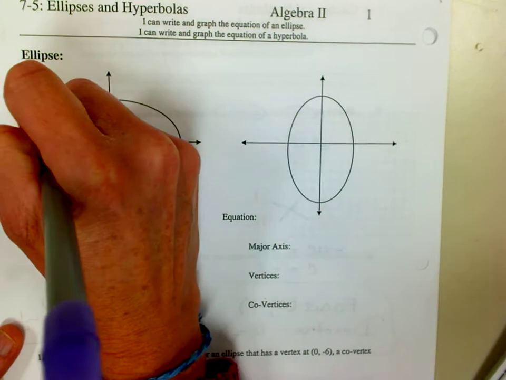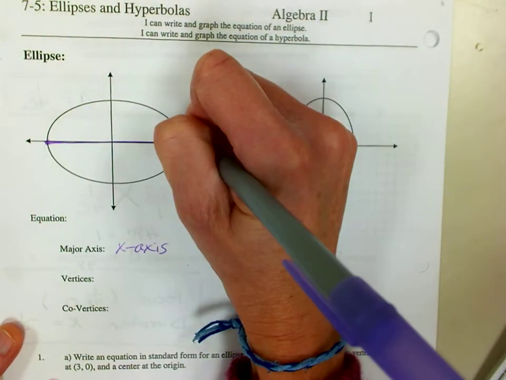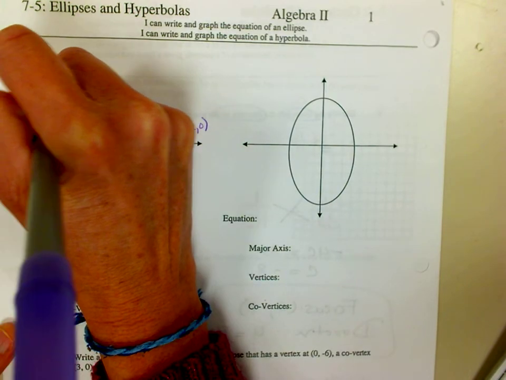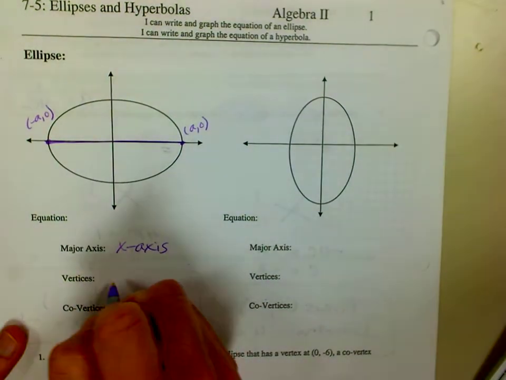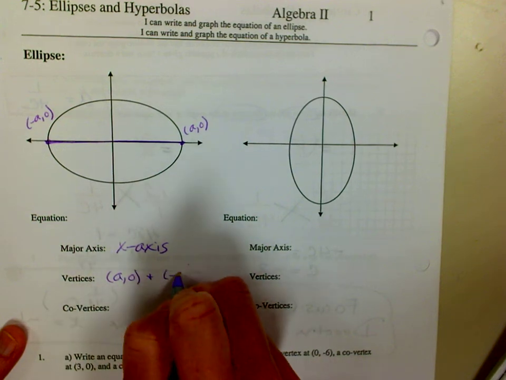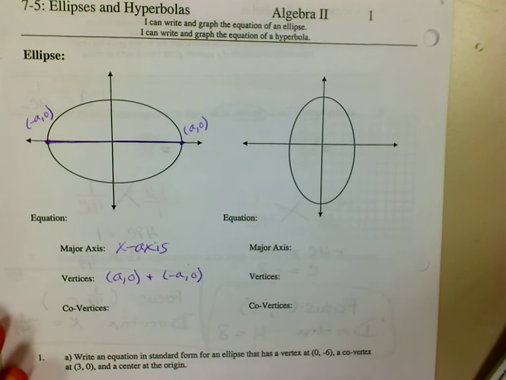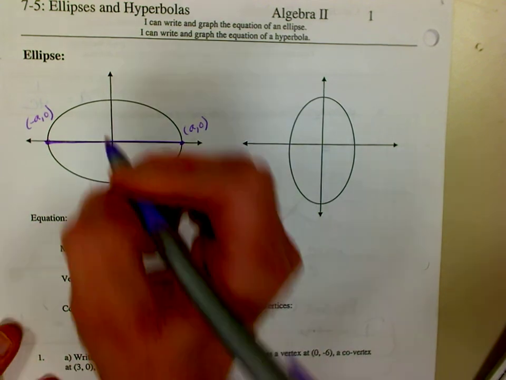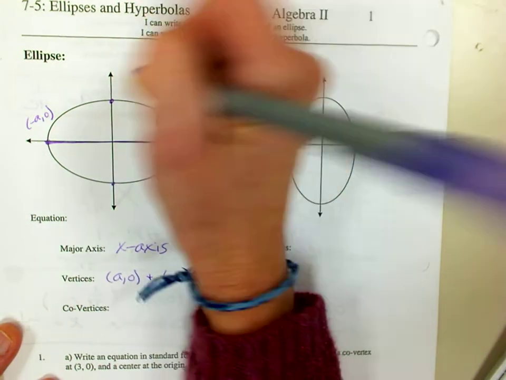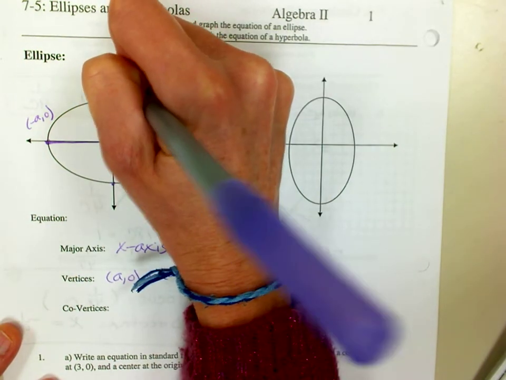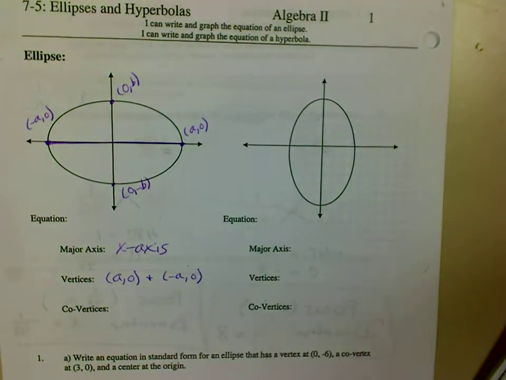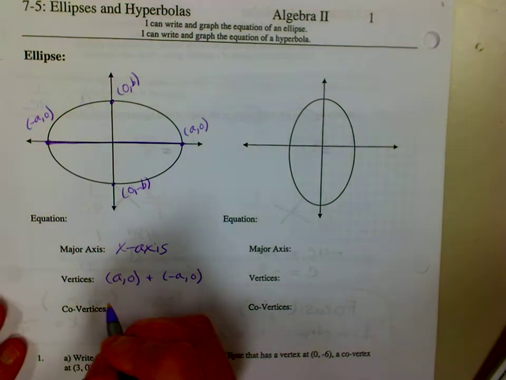And whatever the major axis is, that's where the vertices are. So the vertices are (A, 0) and (negative A, 0). The covertices are on the other axis, and we're going to call those B. So (0, B) and (0, negative B).